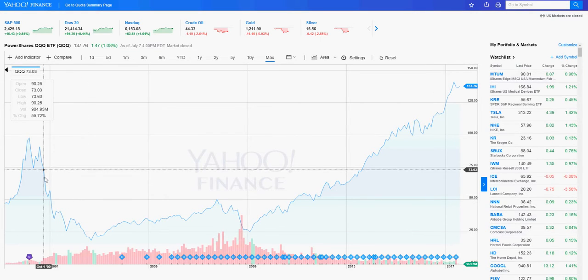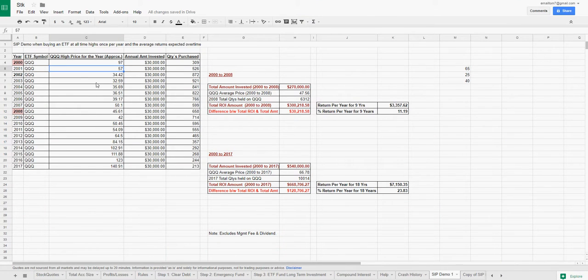Maybe I could have got it wrong. Probably, yeah. See, January was the highest point, so it was 57. That's what I noted down here. This is all for demo purposes. So I took down the price for QQQ for that particular year which has the highest value, and I entered it. So I gradually invested this amount all the way from 2000 to 2008 to show you a demo.